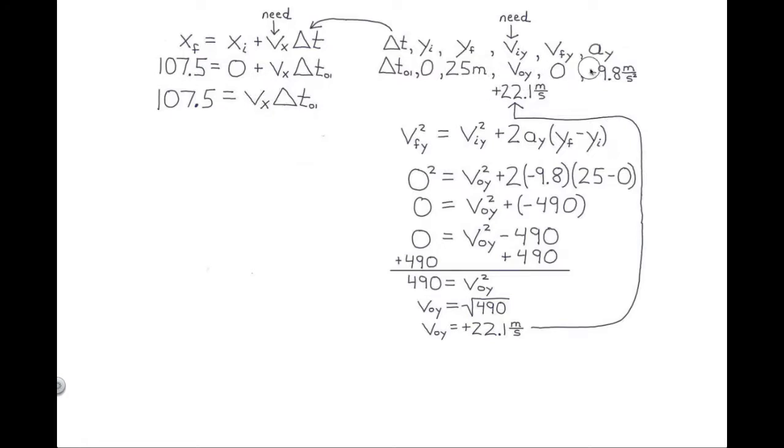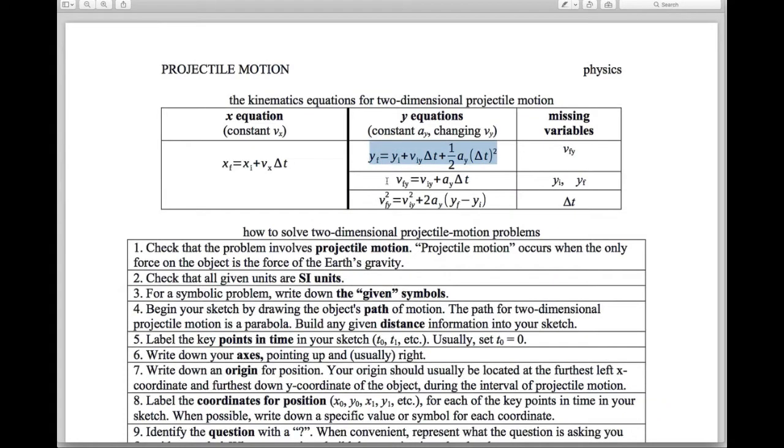We now know values for all of the kinematics variables for the y component except delta t. So we can use any kinematics equation for the y component that includes the variable delta t. This equation and this equation both include delta t. This equation is missing delta t, so we won't use this equation at this point. This equation is simpler, so let's use this equation.